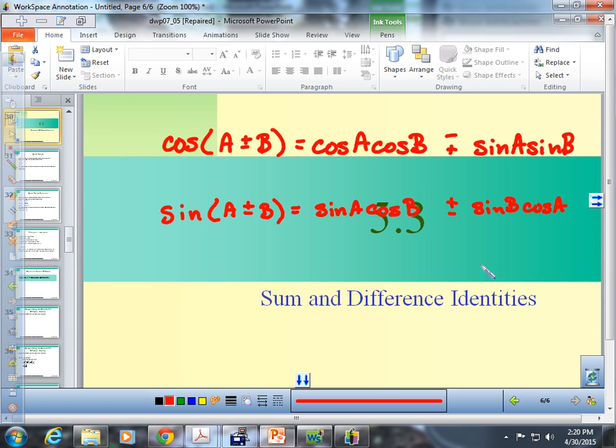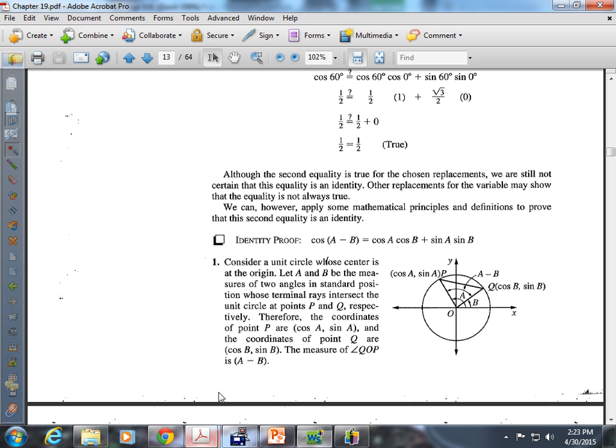And that's how we remembered them last year. Okay? With cosine, my trig functions were together, but the operations were different. With sine, they were mixed, operations were the same. Okay? And I don't remember if I showed you the proof or not last year, and if I did, I'm going to repeat it. If I didn't, so be it. This is where it comes from now.